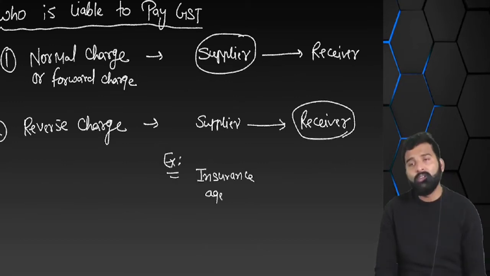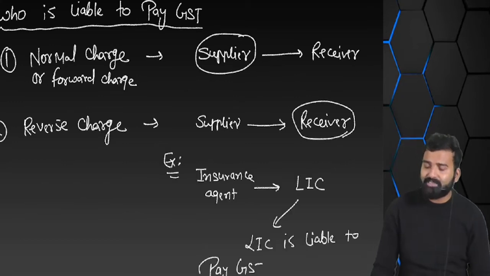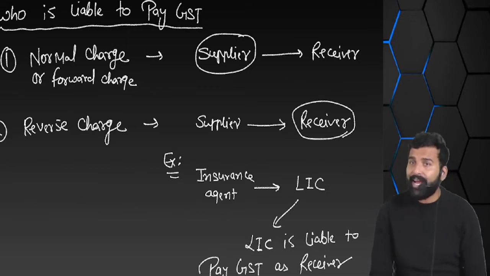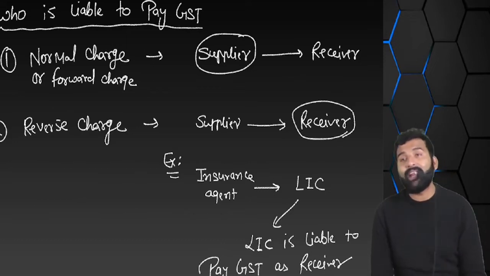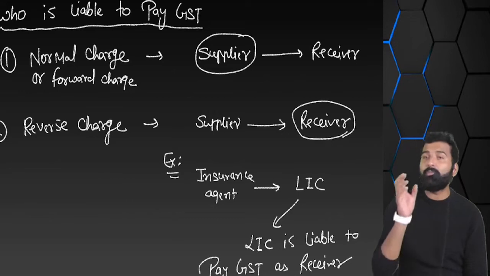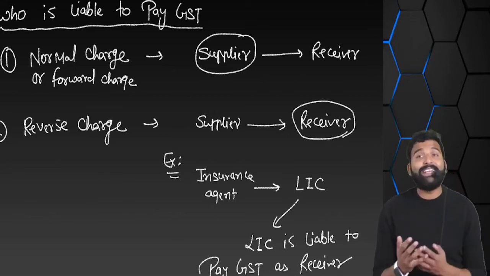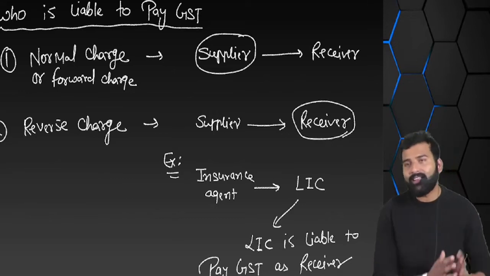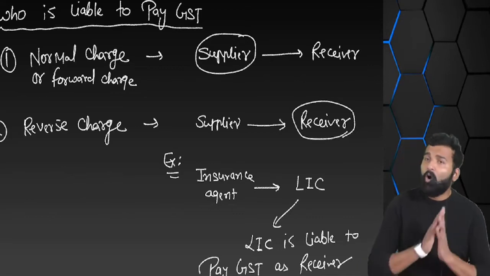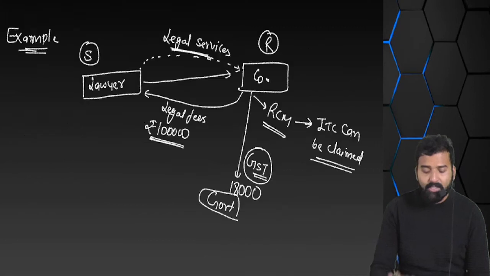And I told you why there is a need for RCM. The reason is very simple. The government wants to capture giants, not ants. If an insurance agent is supplying services to LIC, then LIC is the giant, so it will pay directly to the government. It is very easy to collect tax from a big giant rather than small ants. That's why LIC will be liable to pay GST on behalf of all the agents. That is called RCM.